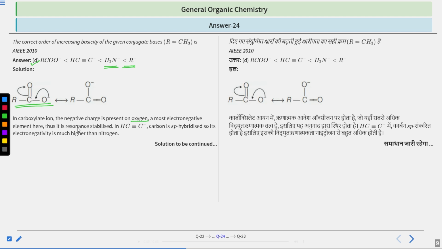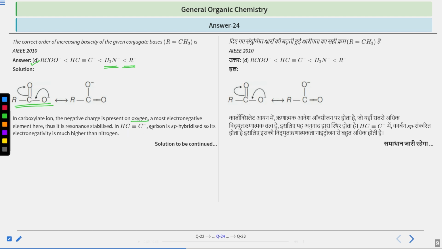Thus, it is resonance stabilized. So resonance will happen: this negative charge will go here. For the balance, the double bond will go to the other oxygen, and the negative charge will be on this oxygen. So the extra electrons on this oxygen shift to form the double bond, and the double bond present here shifts to the negative charge. So resonance is happening, and this is the reason for the stabilization.